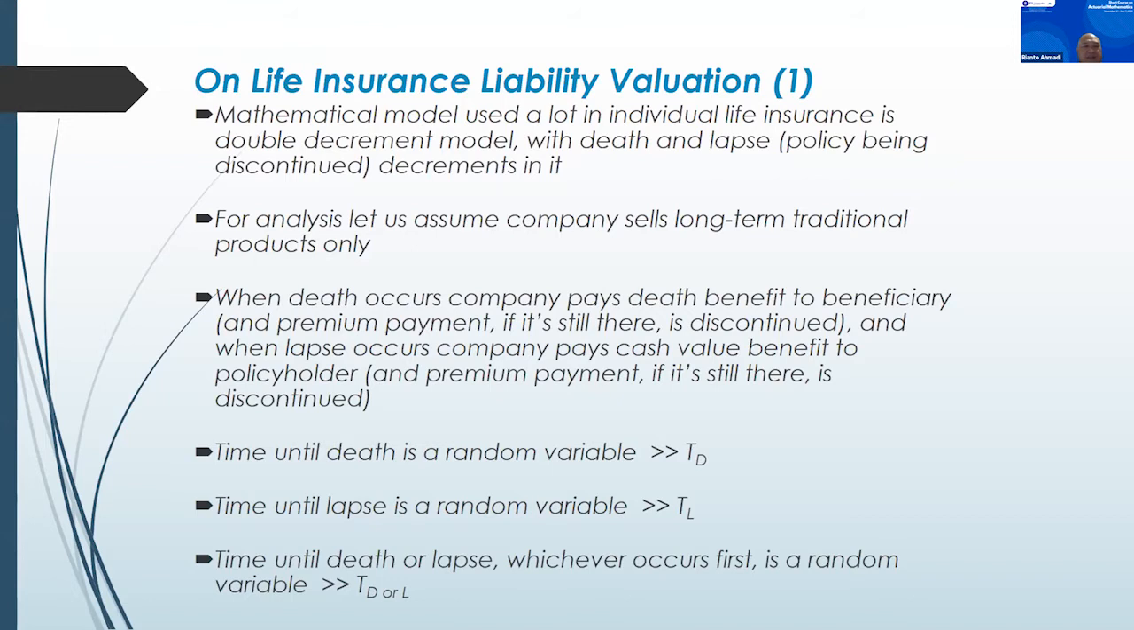So the time until either death or lapse is clearly a random variable. Time until death is a random variable. Time until lapse is also a random variable. So time until either death or lapse, whichever occurs first, is a random variable. Next slide, please.